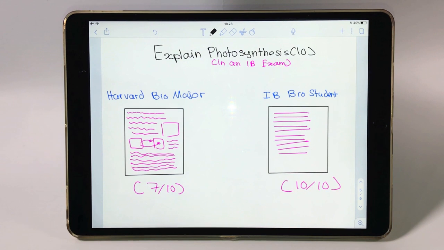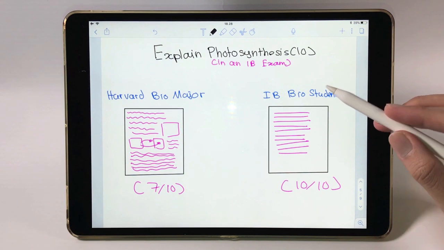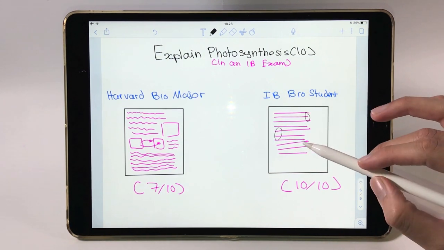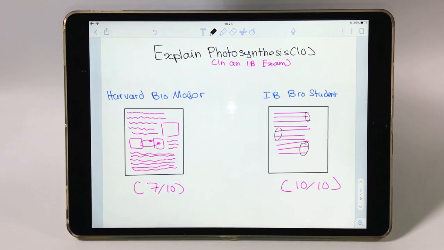And the reason is, the Harvard bio major did not necessarily include the specific things that the IB wants. The IB bio student, even though he put a shorter answer, he may have mentioned, for example, a specific enzyme that he wanted to talk about, a specific diagram, a specific example, specific things that were outlined in the syllabus, and he also looked through past papers so he knew what he had to put in his answer to get full points.